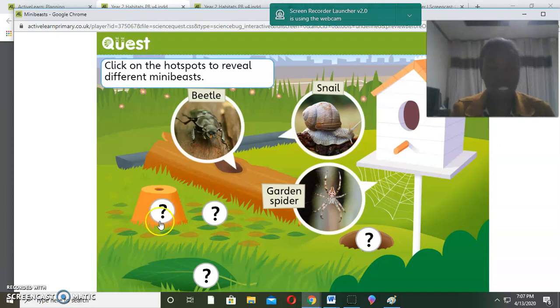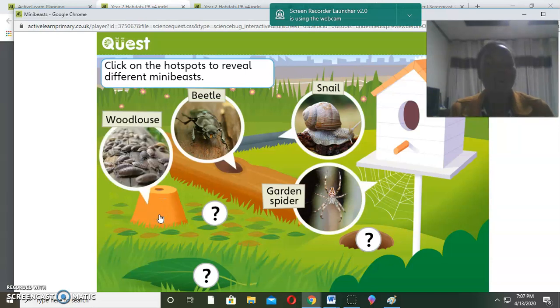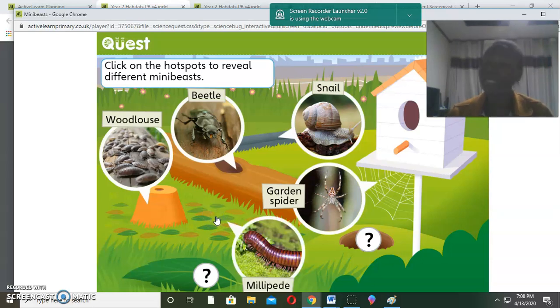And then which type of an insect do you think lives here? Okay, let's find out. Woodlouse. And there are so many of them. There are so many woodlouse. We can find them here in the woods. Here on the grass or on the leaves, which type of an insect do you think we can find there? So let's click to find out. A millipede. Okay. So we have two more left.